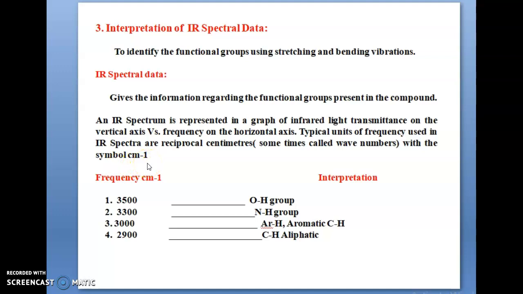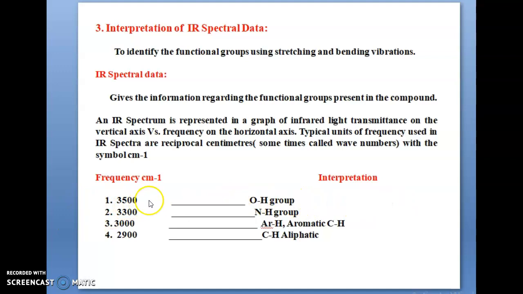Infrared spectroscopy gives the information about the functional groups. The IR spectrum is represented on an x-axis and y-axis. Vertical is the infrared light transmitted, and horizontal is the frequency, the reciprocal of wavelength, called wave number, with the unit centimeter inverse. Here a range of frequencies is given, and each range gives the interpretation of the functional groups.